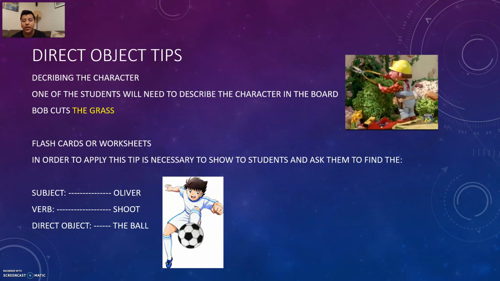Another tip that we can provide is flashcards or worksheets. In order to apply this tip, it's necessary to show the students the complete sentences and ask them to find the elements. Oliver shot the ball. The students will need to identify the subject, the verb, and the direct object. In this case, the subject is Oliver, the verb is shoot, and the direct object is the ball.